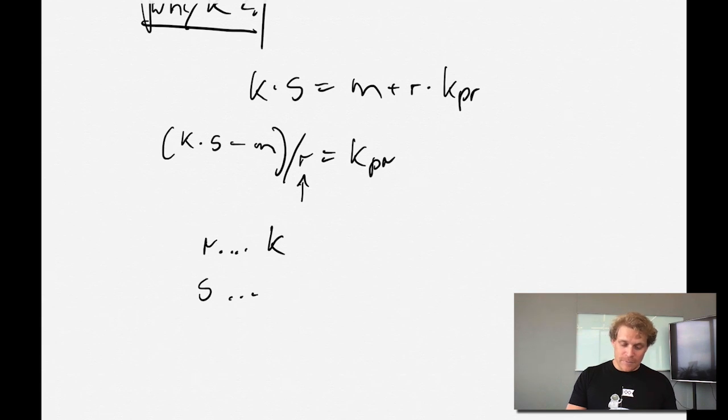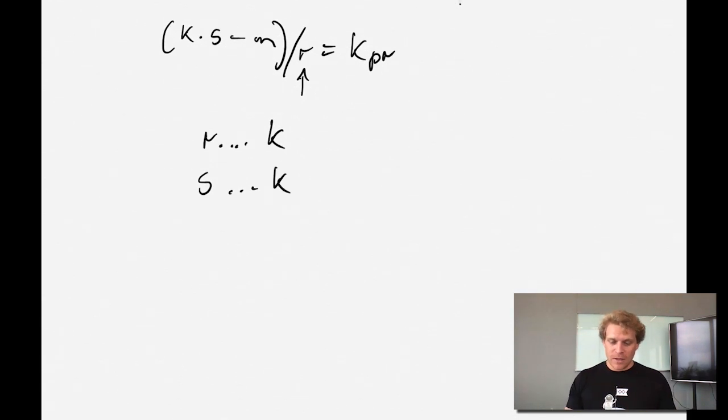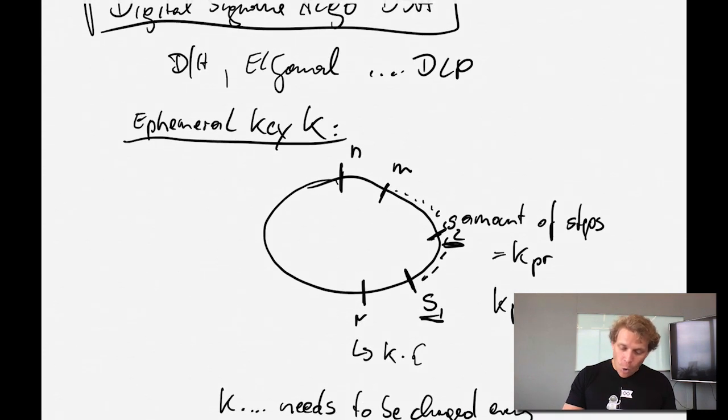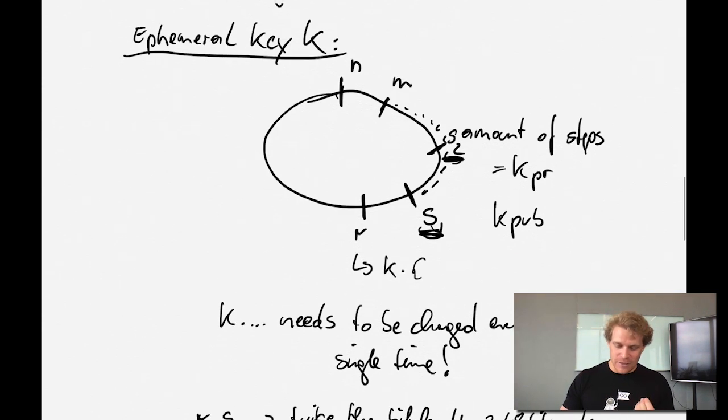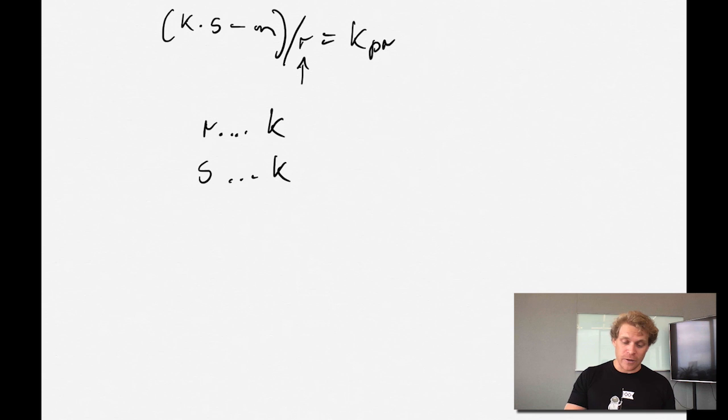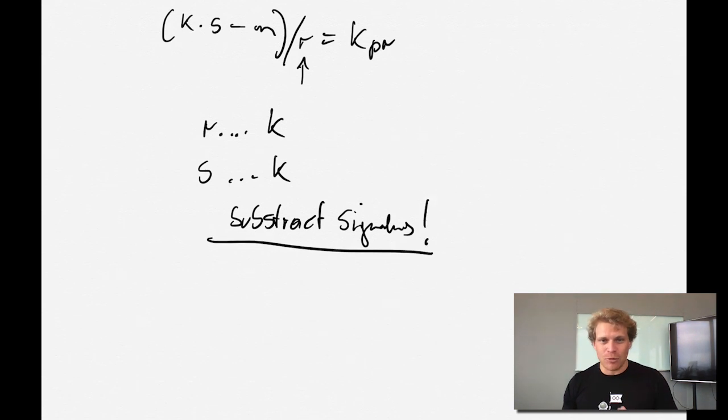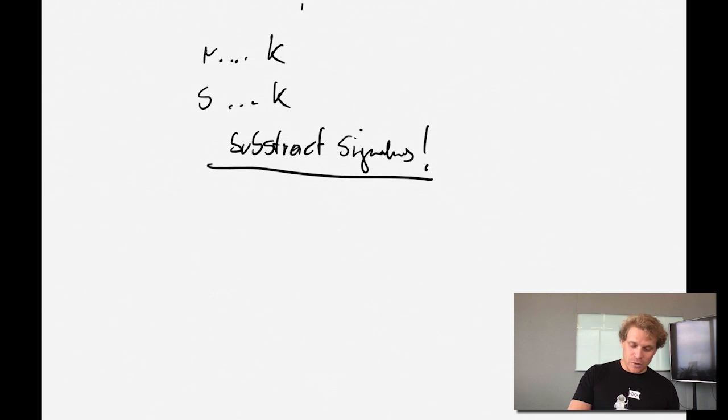And the way this works is exactly the same way as described here. If I always use the same one, then I could just subtract one signature from the other signature, and then I know what the private key is at the end. So I always need to use a different k, and this k has to stay private. Otherwise, I can subtract the signatures from each other, because otherwise I can calculate the private key.